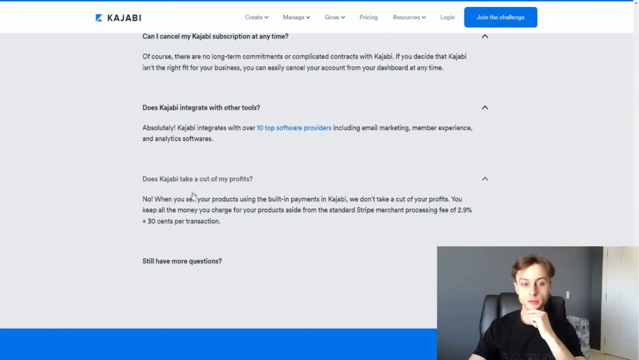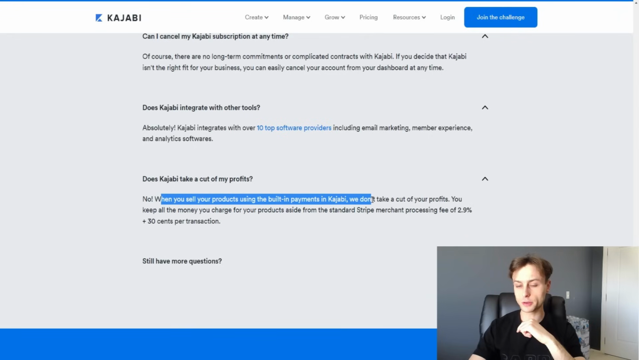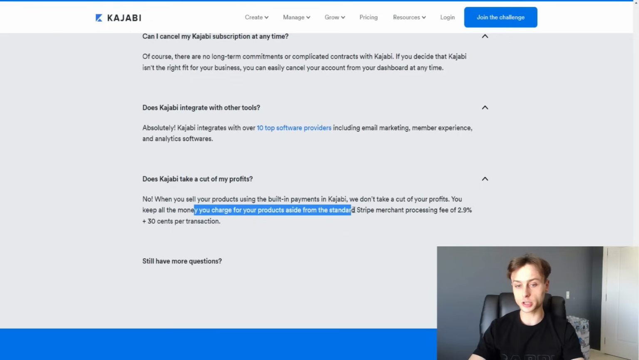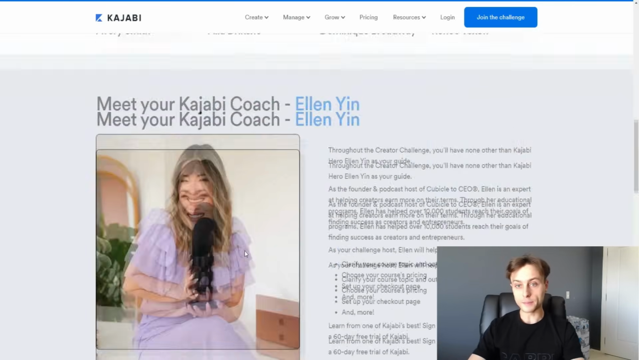Absolutely. Does Kajabi take a cut of my profits? No. When you sell your products using the built-in payments in Kajabi, we don't take a cut of your profits. You keep all the money you charge for your products aside from the standard Stripe merchant processing fee of 2.9% plus 30 cents per transaction. So yeah, it's pretty crazy.